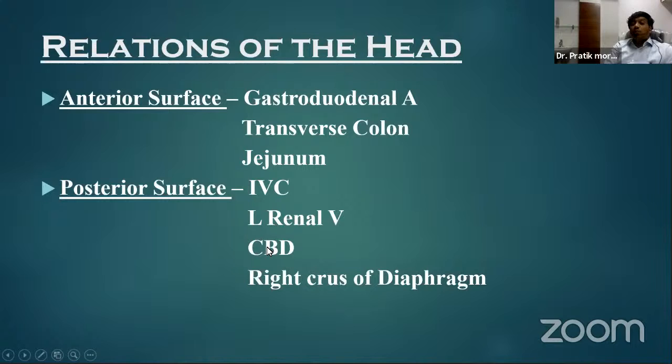Then the CBD, the common bile duct, enters the second part of the duodenum. Its ultimate destination is to reach the second part of the duodenum along with the main pancreatic duct. It comes from behind the head of the pancreas and enters the second part of the duodenum. That's why the common bile duct is also present on the posterior surface. Then the right crus of the diaphragm.